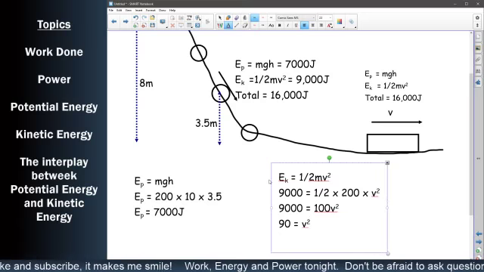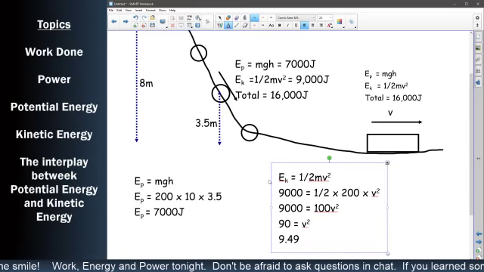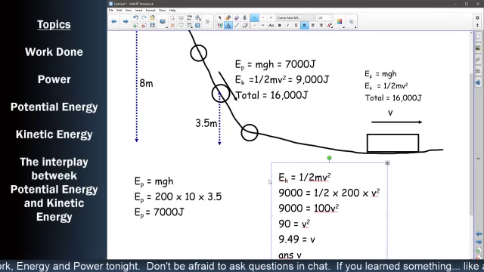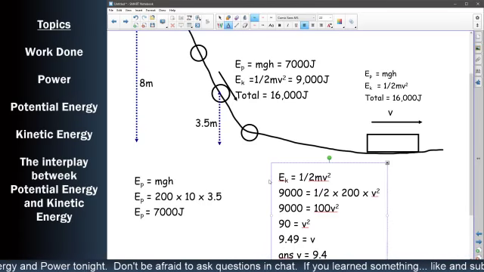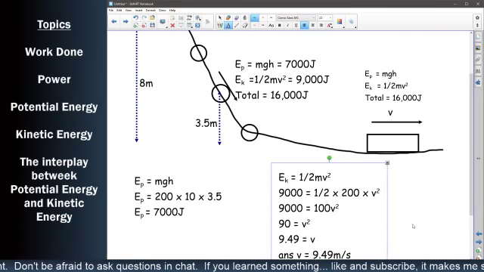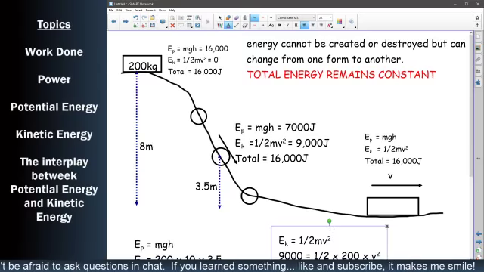Okay, and again, we haven't finished. We still need to square root that 90 to give us 9.49 is equal to v. So my final answer here is that v equals 9.49 meters per second at this point.